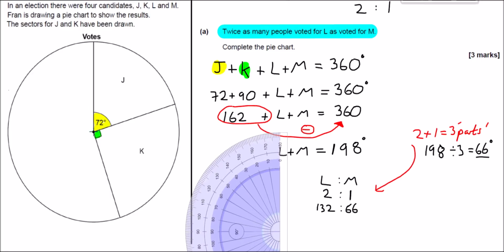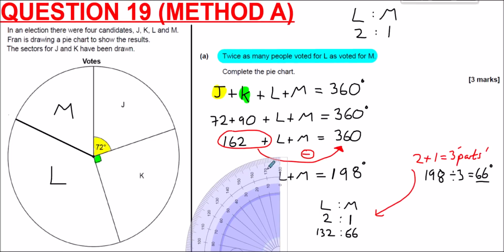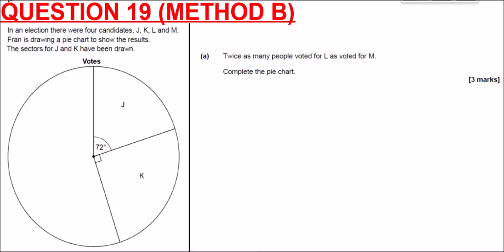Then we need to do a straight line going from the middle to the outside, to where that line would be, we've just marked. And so that is M, which is 66 degrees, and so whatever's left will be for L. So that's how the pie chart should look. I'm just going to give you a different method for how you could have worked out the angles for M and for L. So method B, again, starts with the same way.